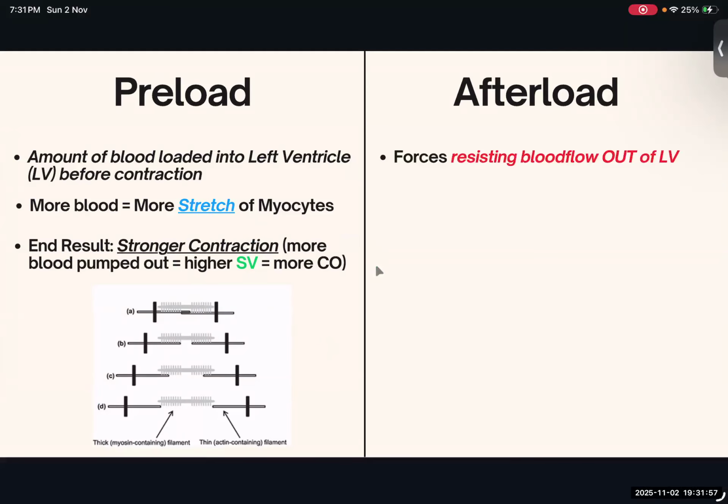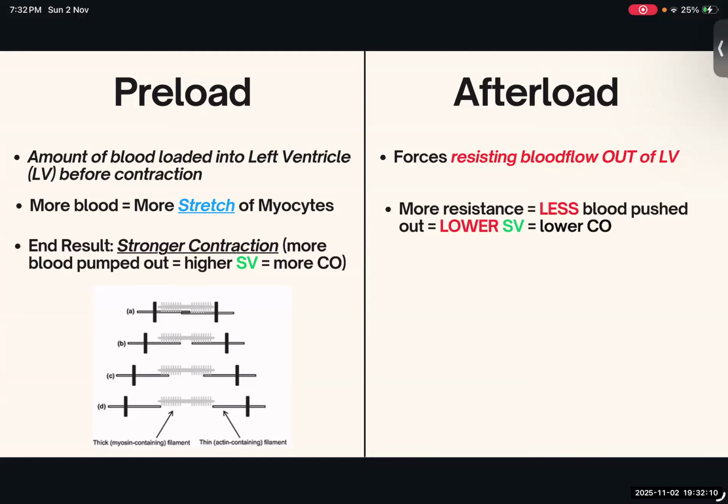And let's talk about afterload. Afterload, also in the name, it's the load after contraction. So these are the forces resisting blood flow out of the left ventricle. More resistance is going to equal less blood pushed out. And that should make sense to you, that any forces opposing pushing blood outside of the heart will naturally lead to less blood flow. So this leads to a lower stroke volume and a lower total cardiac output.